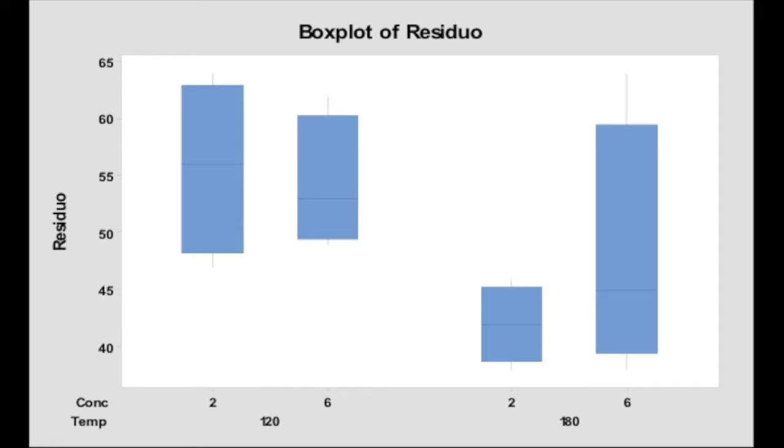While the interaction of temperature and concentration we divide in two. For 120 degrees with concentration of 2% has an average of 56 with a range of 48 and 63. With a temperature of 120 and concentration of 6 has 44 as the average and with range of 50 and 60. For the temperature of 180, first with the 2% of concentration, the average is 43 with range of 39 and 45, and with a concentration of 6, the average is 45 with range of 40 and 60.